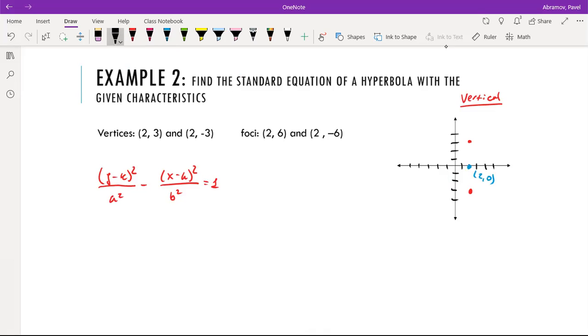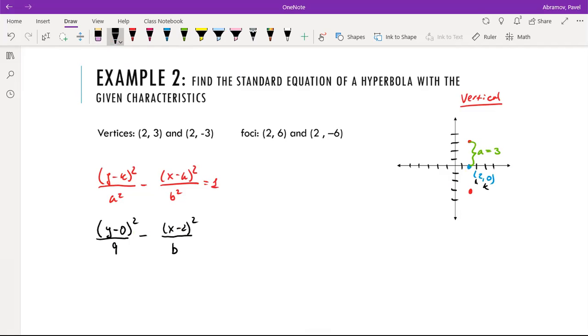So we can start writing this equation already. It's going to be y minus the y coordinate of the center, which is 0, squared. Remember that this is your h and k: 2 is your h and 0 is your k. Minus (x minus 2) squared. Then we also can easily figure out our a. a is the distance between the center and the vertex. So this is our a, and it is equal to 3. So it's going to be 3 squared, or 9, in the denominator.